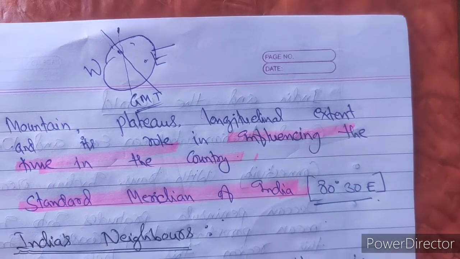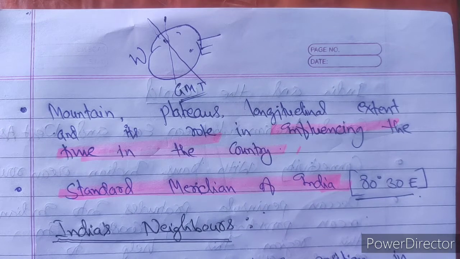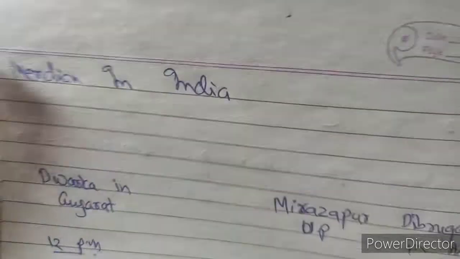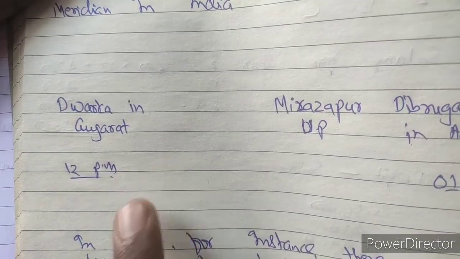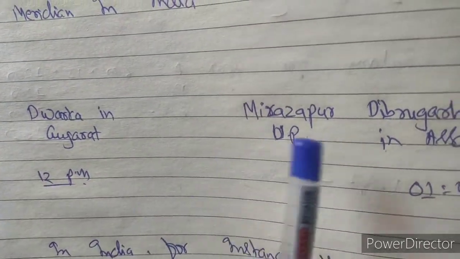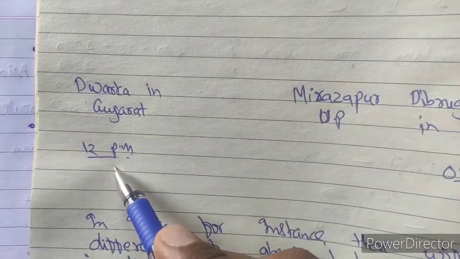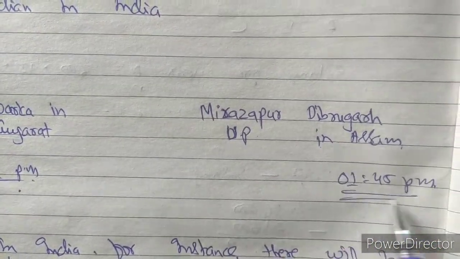Because in India there are three standard meridians passing from Gujarat to Assam, but we have to select one because there is a time lag from Gujarat to Assam, a time difference of 1 hour 45 minutes. So let me tell you that in Dwarka, Gujarat, there is one line which passes through Gujarat. If it is 12 p.m. in Dwarka, Gujarat, then it will be 1:45 p.m.